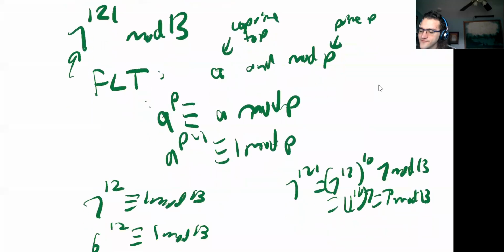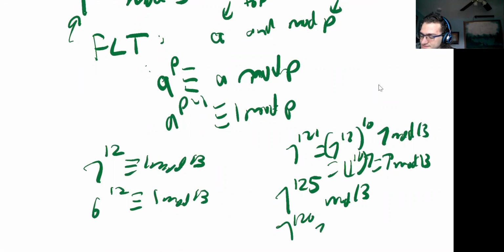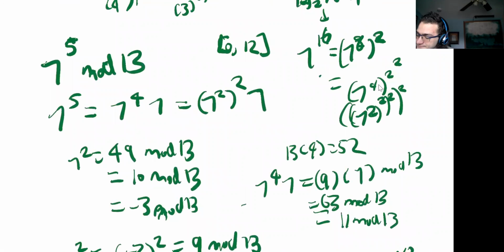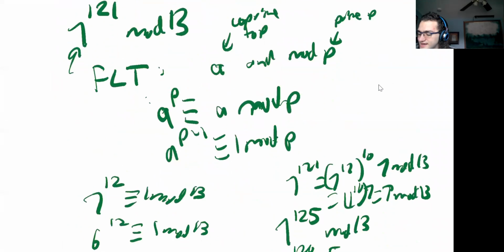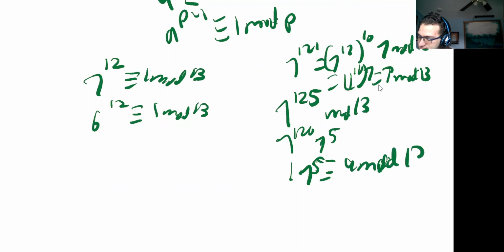Say if we were asked 7 to the 125 mod 13, I can write this as 7 to the 120 times 7 to the 5th. We found 7 to the 5th before as being 11 mod 13. And so 7 to the 120 is equal to 7 to the 12th to the 10th, which is equal to 1. So I get 1 times 7 to the 5th, and that's equivalent to 11 mod 13.